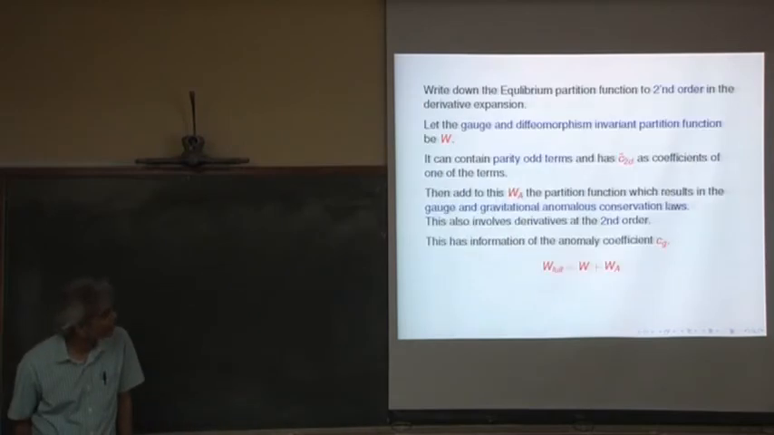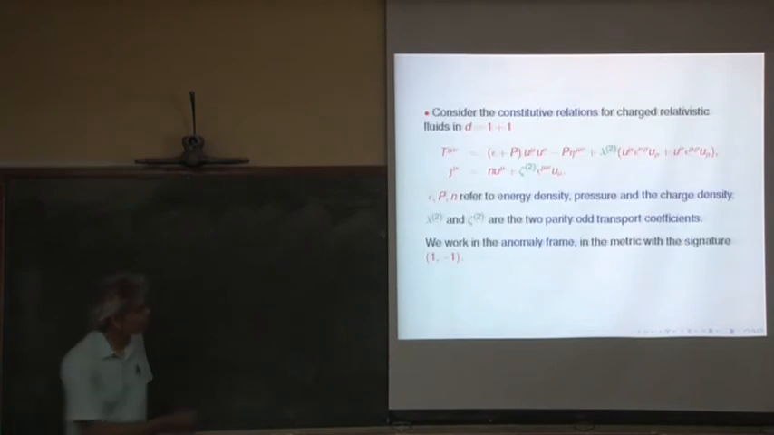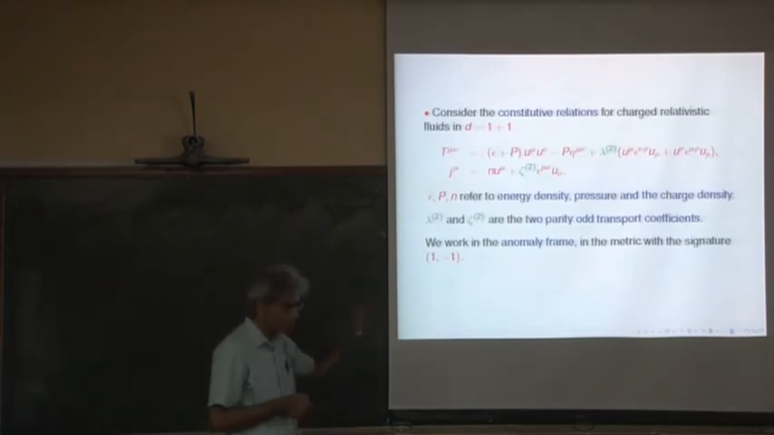So that's here it is. This is 1+1, so we are in the simplest possible case in which the anomalies, those parity odd coefficients, occur at the 0th order in derivatives. So here it is.